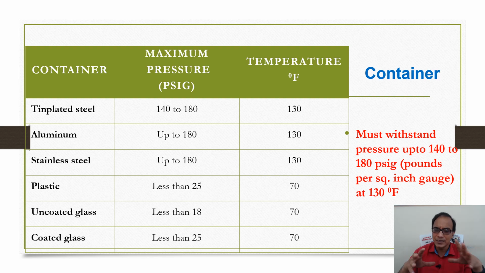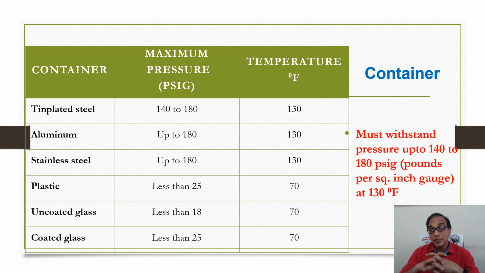Now we have discussed all kinds of propellants. Now it's time to move to the containers. These propellants and containers must be compatible enough. Now let's see this table: container, maximum pressure and temperature.